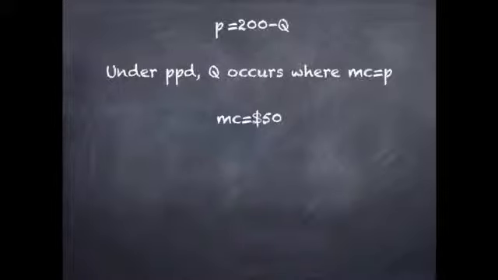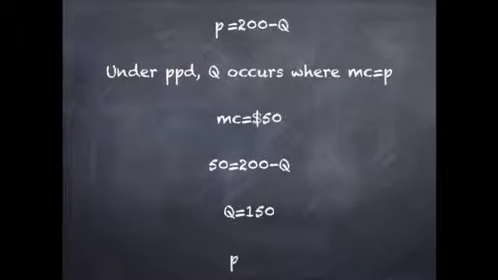So we know that the inverse demand curve is price is equal to 200 minus Q. And under perfect price discrimination, Q occurs where marginal cost is equal to price, and we know that marginal cost is equal to 50. So price is going to equal 50. So 50 equals 200 minus Q. That gives us a Q of 150. So we know what the quantity is, and we know what the price of that last particular item is that is sold by that perfectly price discriminating monopolist.